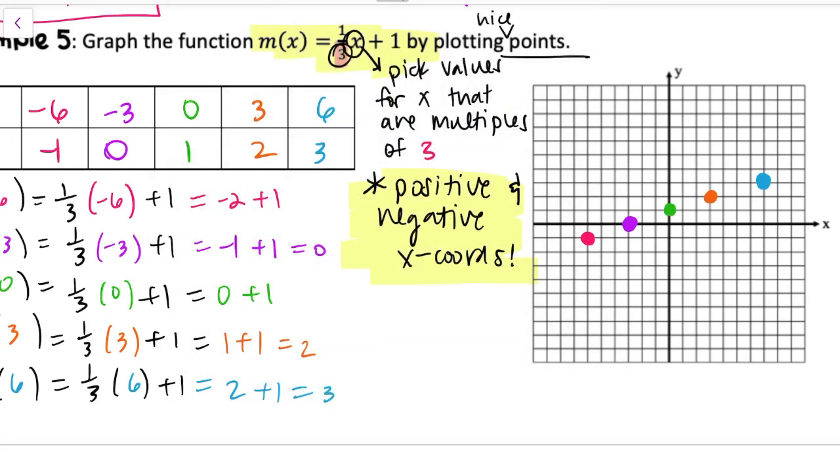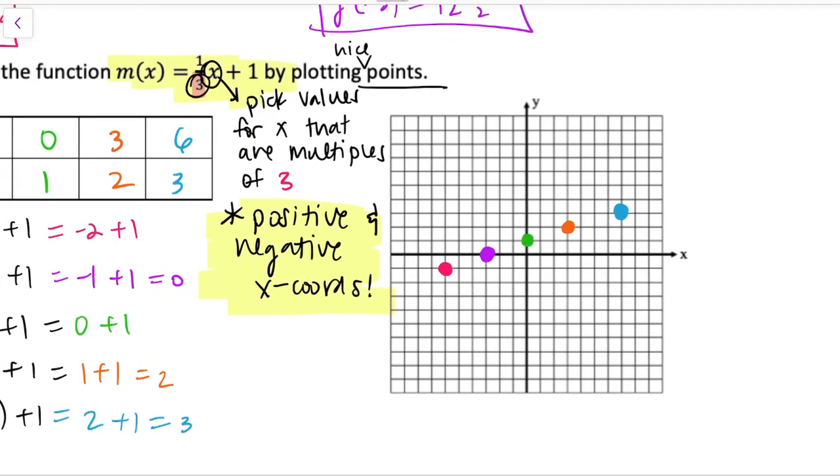Now, once we've plotted those points, that doesn't mean that we are done. Oh, wait, hold on, I can't count. That's a problem. Too far. Right 6, up 3. There we go.